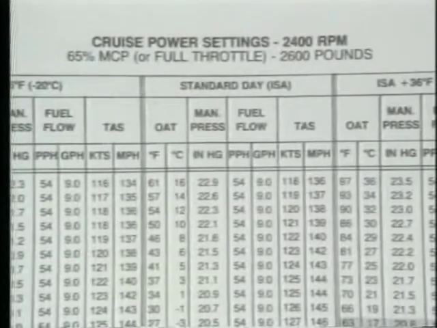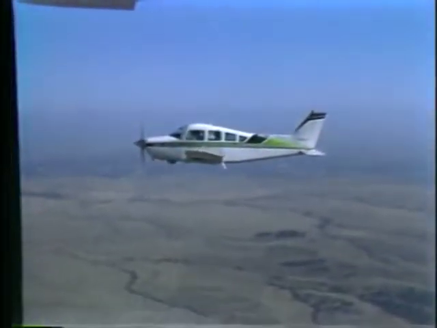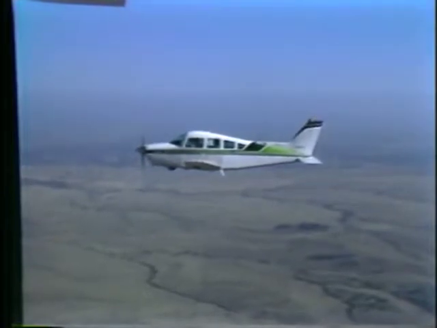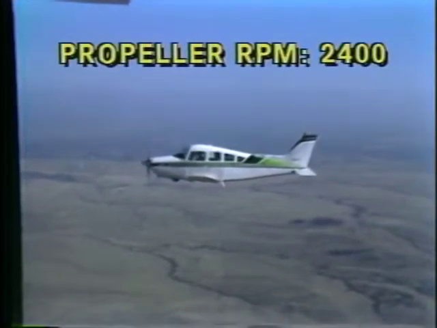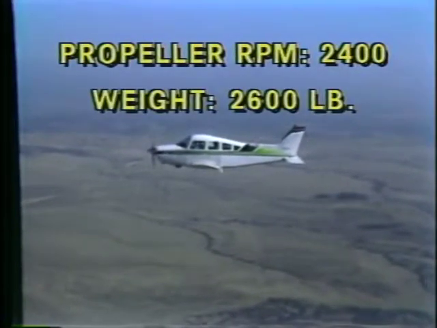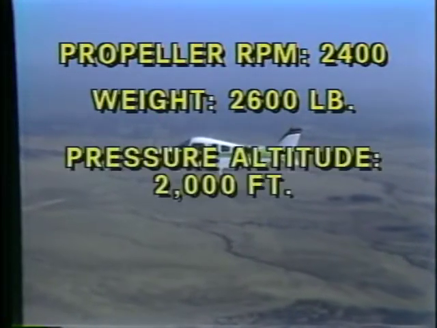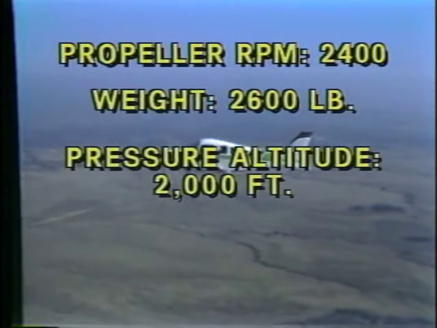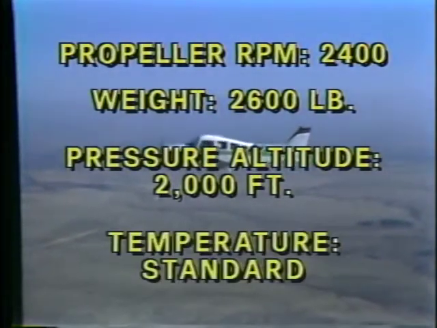Now let's examine a cruise performance chart for a Beechcraft Sierra. This type of chart is extremely useful for estimating the speed of your airplane, as well as the fuel consumption at various altitudes and power settings during cruising flight. For this problem, let's assume the following conditions exist. The propeller will be set to 2,400 RPMs. The airplane weighs 2,600 pounds. The pressure altitude is 2,000 feet, and the temperature is standard at this altitude.